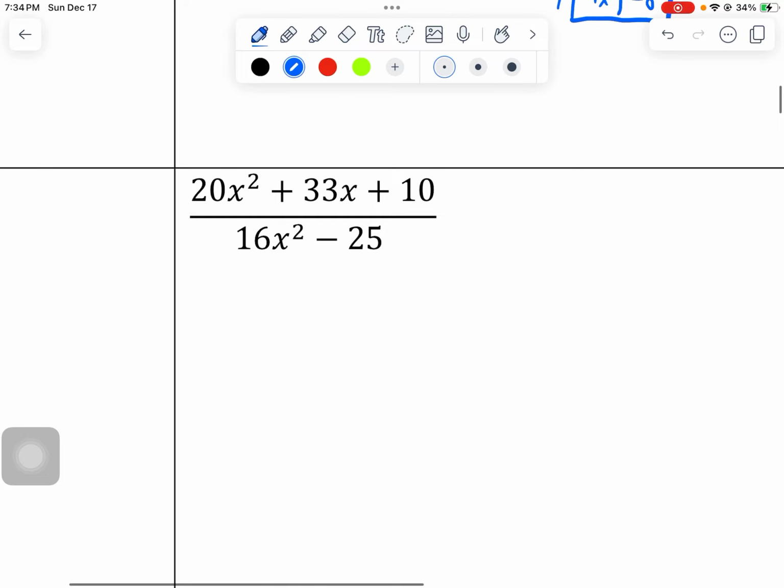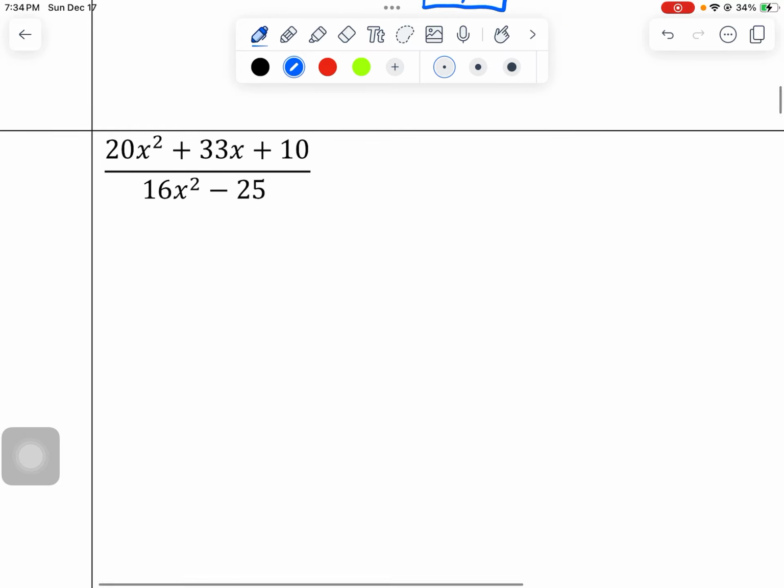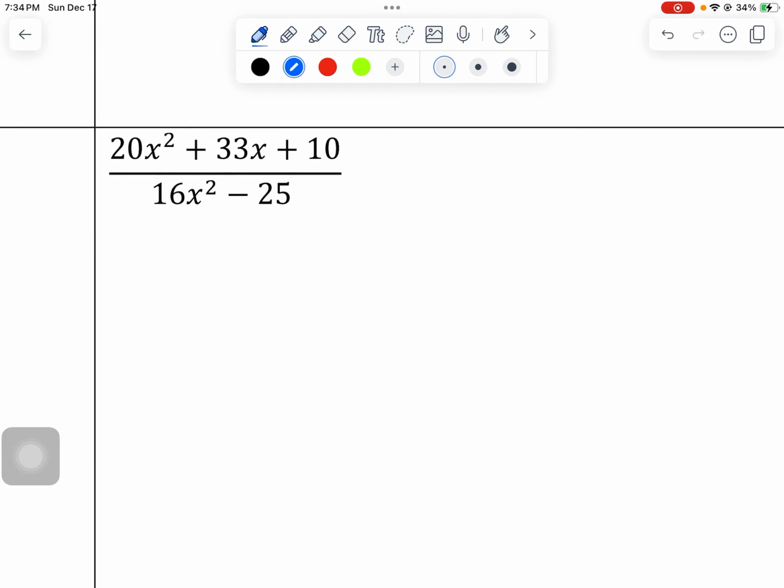20x squared plus 33x plus 10 over 16x squared minus 25. So again, probably going to need the box method in this case. There's nothing that I can take out of 20, 33, and 10 that they all have in common. So let me do the cross section here. So 20 times 10 is 200. So factors of 200 that combine to make 33.